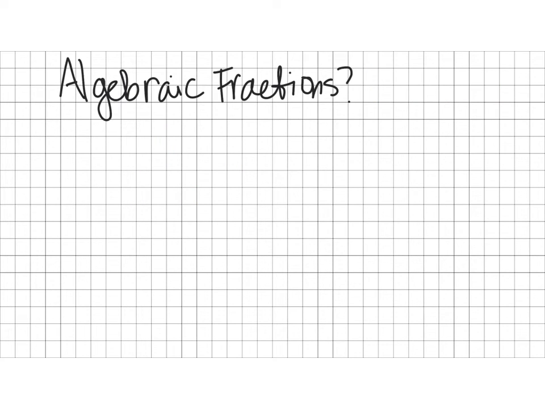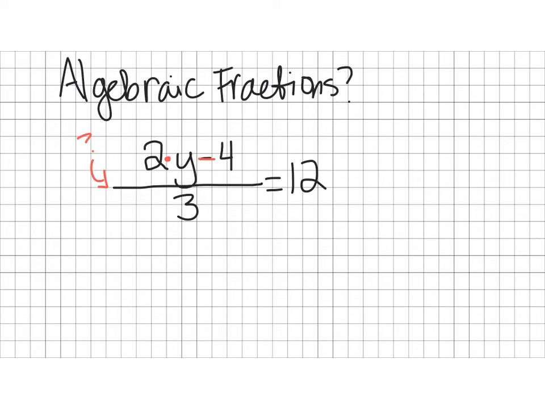There's one other type of equation that I'd like us to be familiar with, and that is an algebraic fraction. So let's say we have 2y, I'm using y instead of x this time, minus 4, and then there's this big line, like a fraction bar, and then 3 underneath, and that equals 12. Now, we know that the operation here, the 2y, that's a times, and obviously the minus 4 is a minus 4, but what operation is happening there?